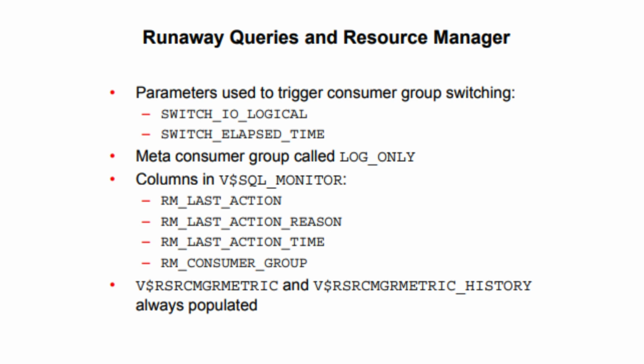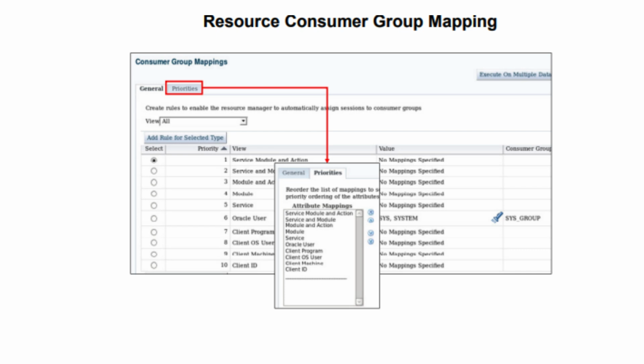To better track runaway queries, Resource Manager included the following: parameters used to trigger consumer group switching, directive parameters switch_IO_logical, switch_elapsed_time, a meta consumer group called log_only, columns in V$SQL_MONITOR: last_action, last_action_reason, last_action_time, consumer group, and V$RSRCMGRMETRIC and V$RSRCMGRMETRIC_HISTORY always populated.